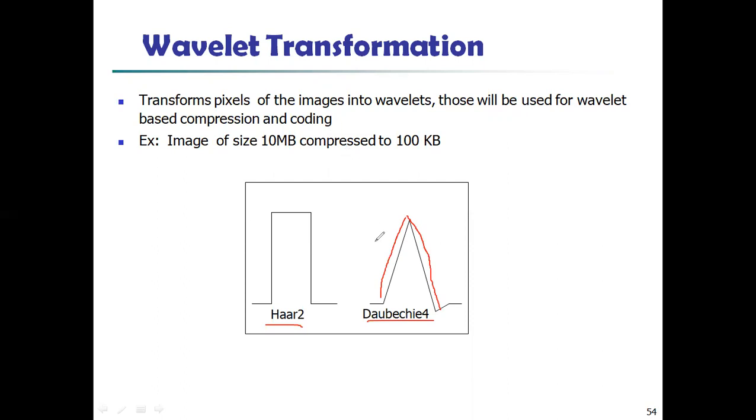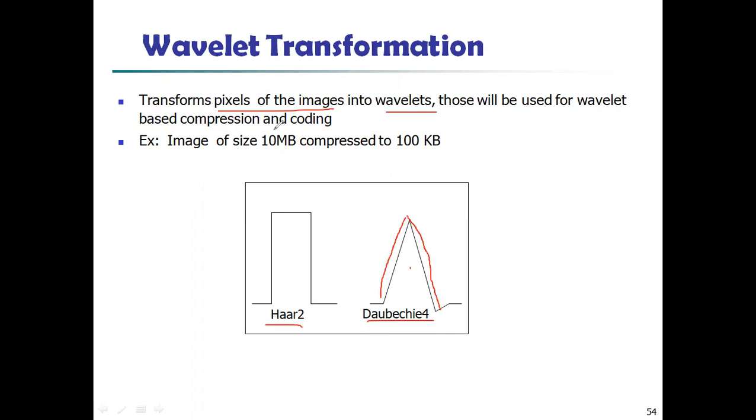The data can be divided into two halves, and we can process the data. By doing that, we may get results fast. So these are the two different representations of signals of wavelet transformations. Finally, one more point: why and where we are using this wavelet transformation method. First of all, this wavelet transformation transforms pixels of the image into wavelets.